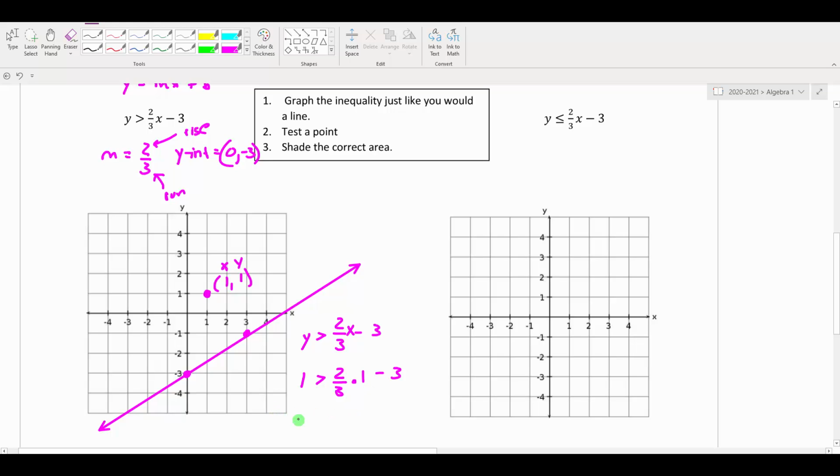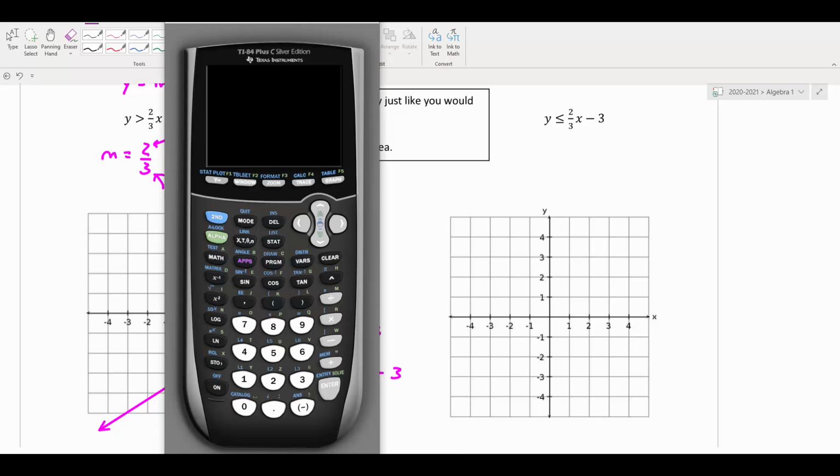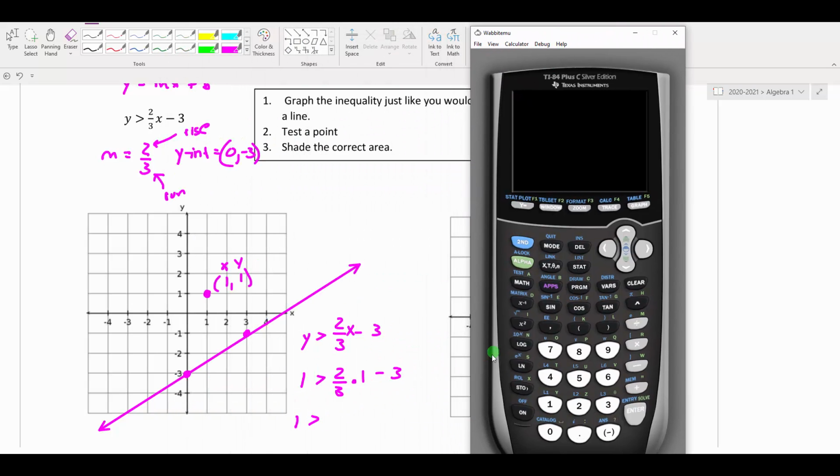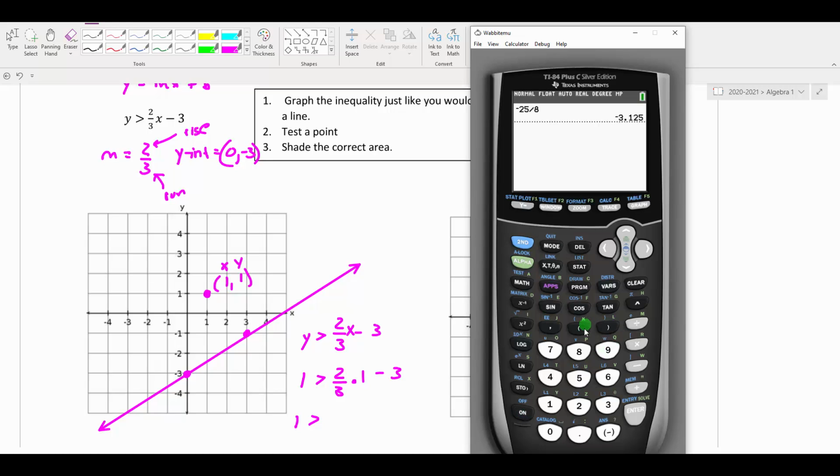Okay, so we're going to say 1 is greater than, and I'm going to grab my calculator to help me evaluate this, because I want to do 2/3 times 1, which we should know is just 2/3. And then we're going to subtract 3. There we go. So we got negative 2.33.